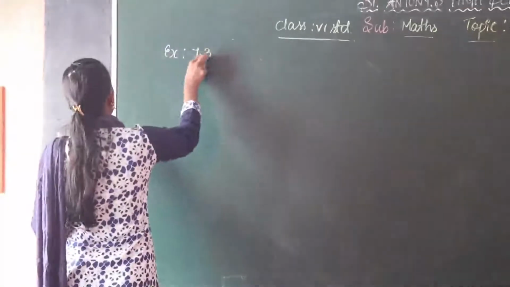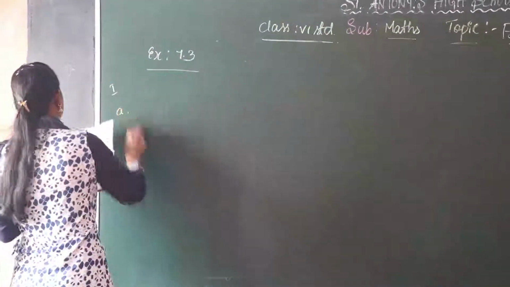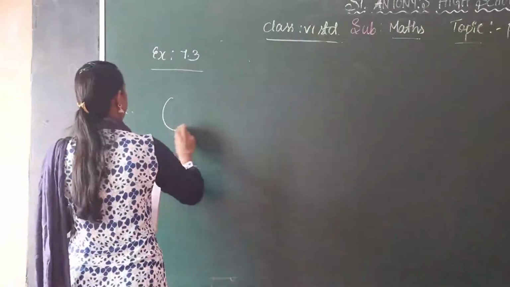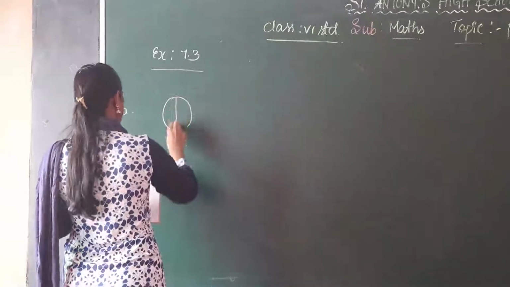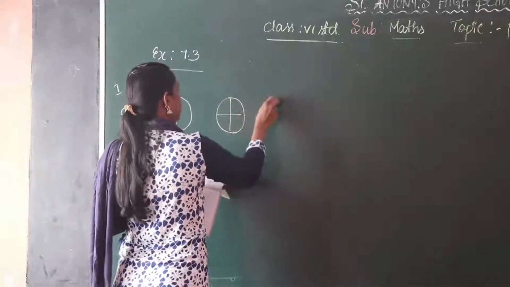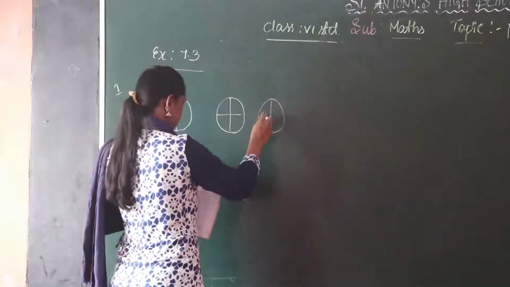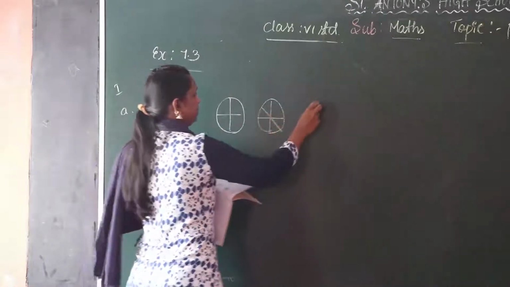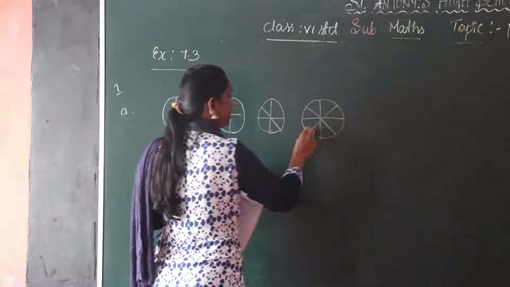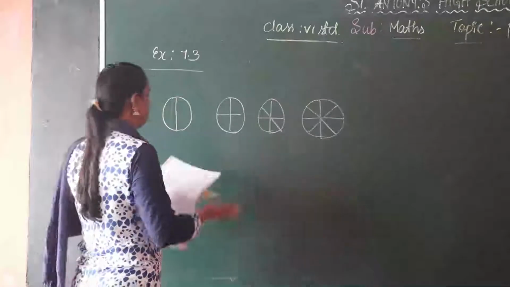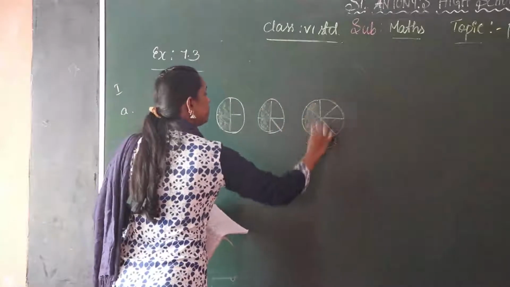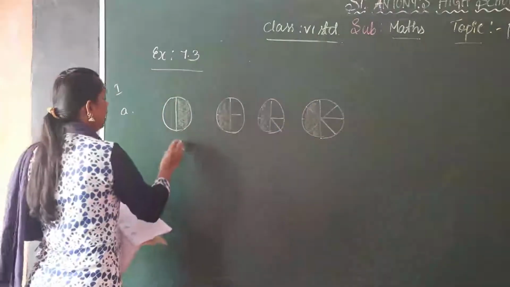Exercise number 7.3. In the first one, write the fractions. Are all these fractions equal or not? So here is a circle. This one is divided into 4 parts. This circle is divided into 6 parts. And this circle is divided into 4 parts. But the shaded portion is this much. So we can write the fractions as half.